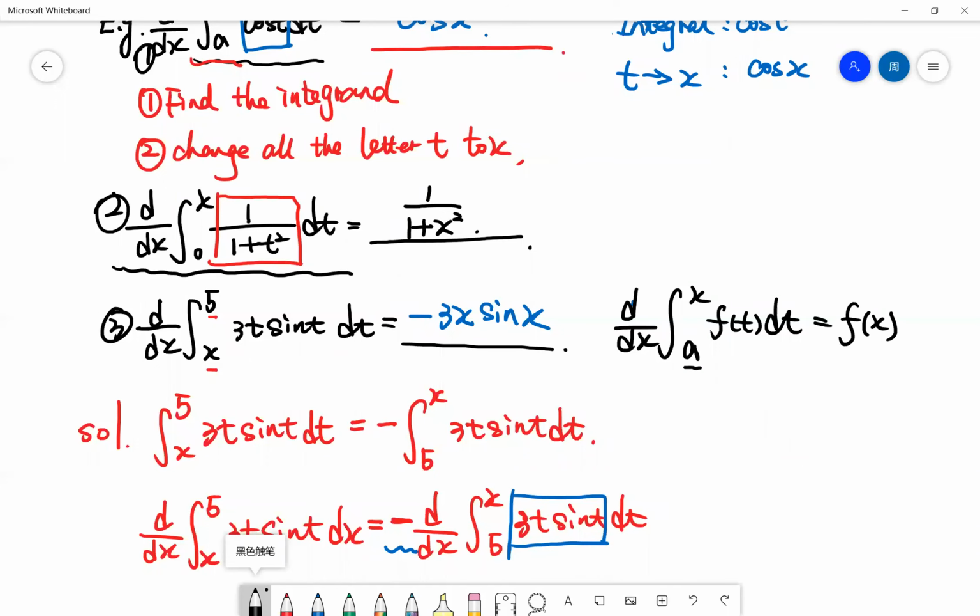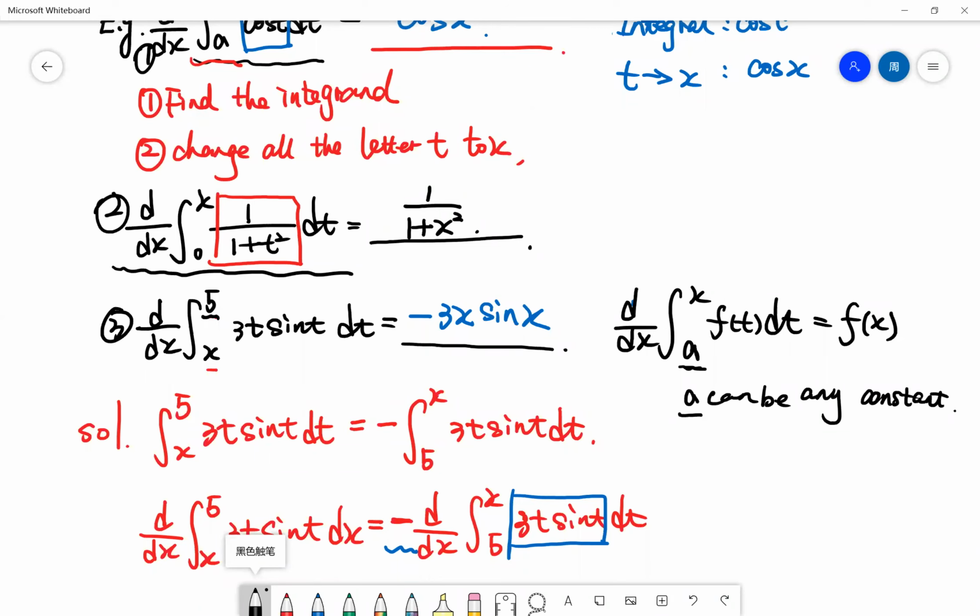And here, a can be any constant. So a stands for a constant. And in our question here, a stands for 5, right? So it doesn't matter which constant it is, it will not affect the result of this question.